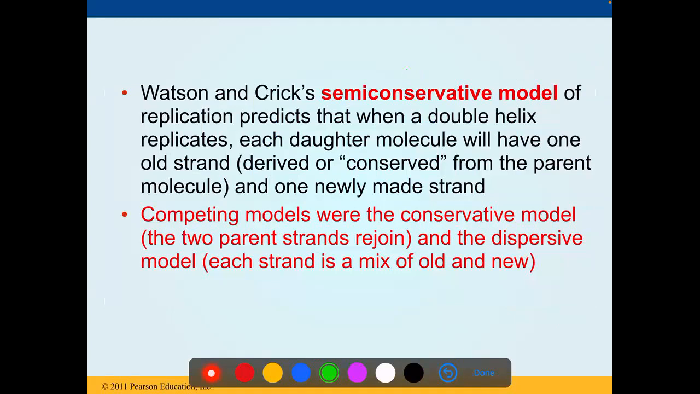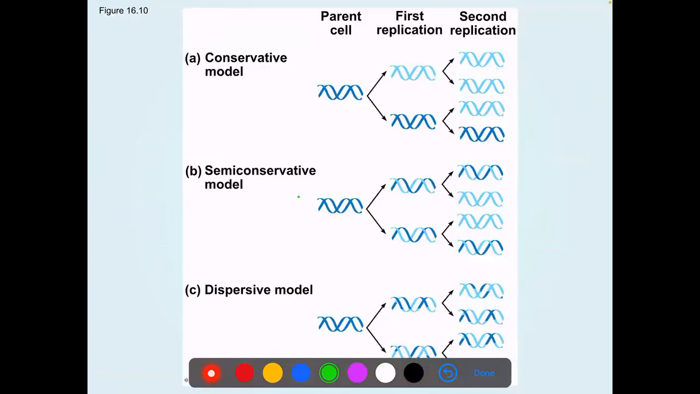So Watson and Crick predicted the semi-conservative model, but somehow next, people have to demonstrate whether the semi-conservative model is correct or not. So the next group of people came up with the idea that, whether the semi-conservative model is correct or not, they have to consider different possibilities. That is the conservative model and the dispersive model.